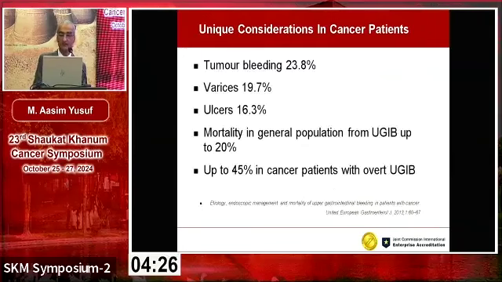A review in 2013 looked at the causes of upper GI bleed in cancer patients. There was a tumor bleed in almost a quarter, variceal bleed in about a fifth, ulcers in about 16%. And while the mortality in the general population from upper GI bleeding is up to 20%, in patients with cancer, this increases up to 45%.